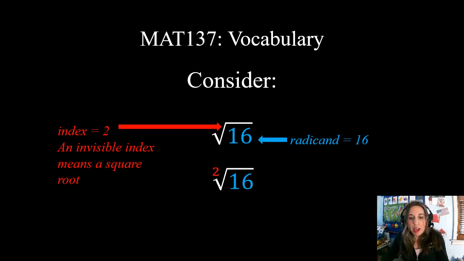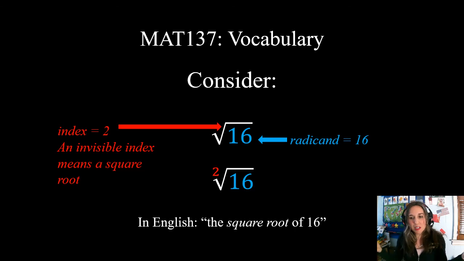So it's like we have that invisible 2 there. This and this are exactly the same. They are equivalent. If it helps you, you can write in the 2. And as we move forward in this unit, it might be helpful for you to do that. And you'll see why as we move forward with this. Oh, and of course, excuse me, I forgot one thing. In English, we would say the square root of 16. That's this expression. Both of these, in fact, we could say the square root of 16. That's how we would read it.